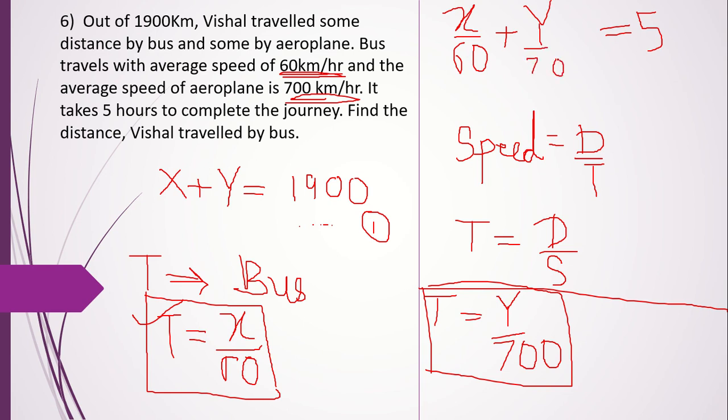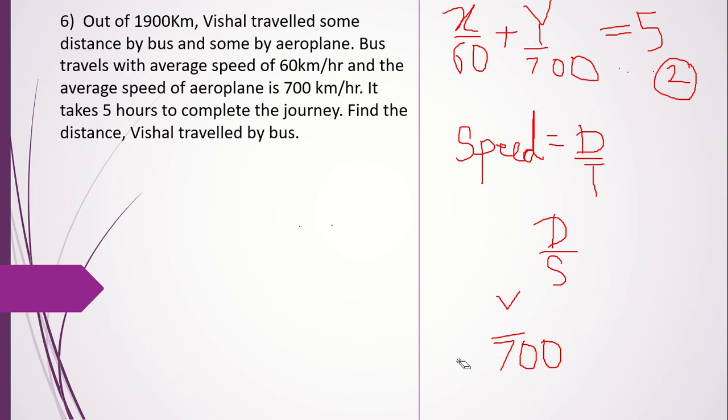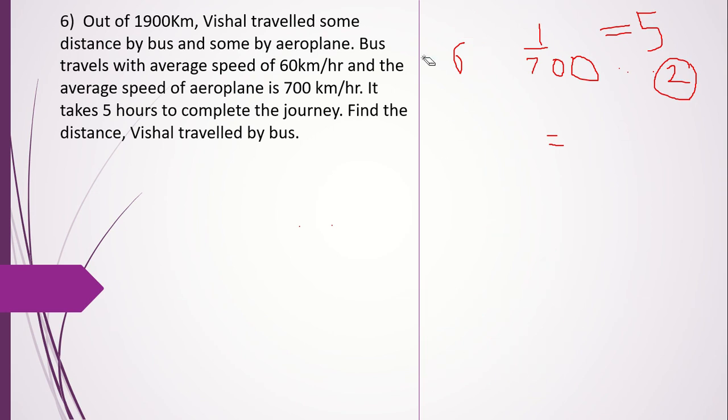Time taken by bus we calculated just now, no? Time is distance upon speed. So time taken by bus is x upon 60 and time taken by aeroplane is y upon 700. So this is my first equation and this is my second equation. So we got two equations. 50% of the work is done. If you got two equations correctly in this sum, it means 50% of your work is done.